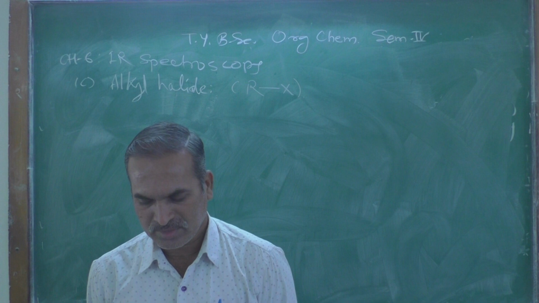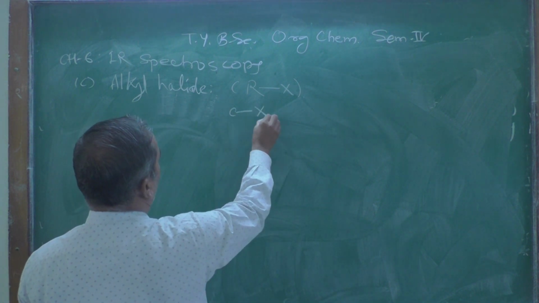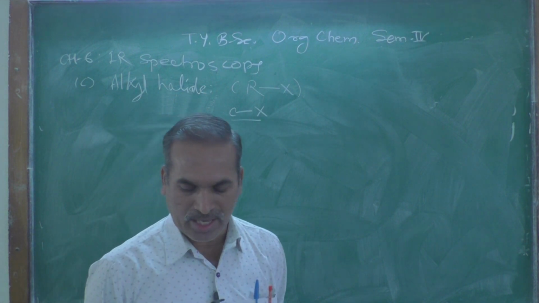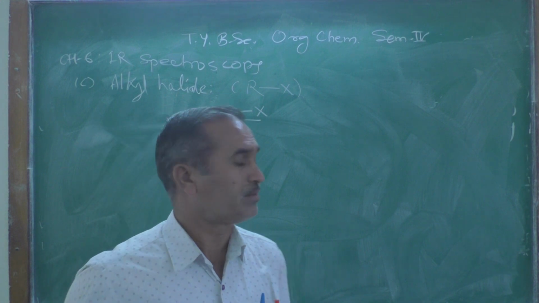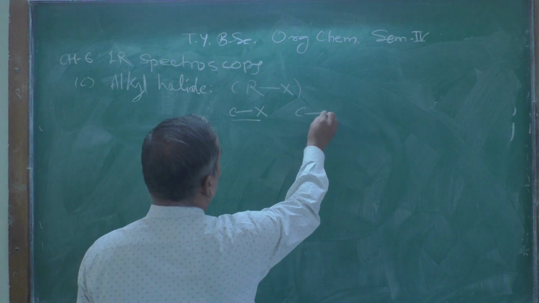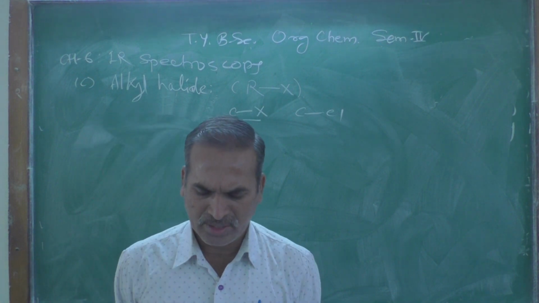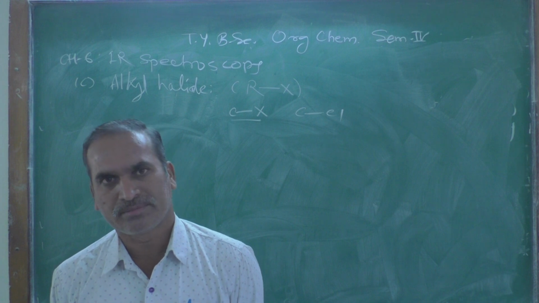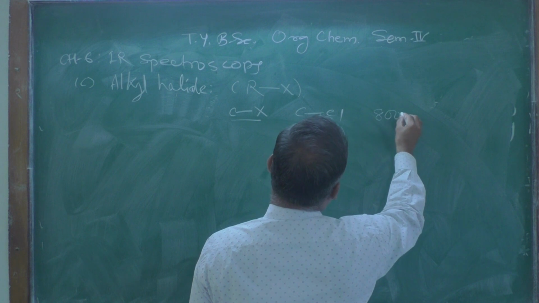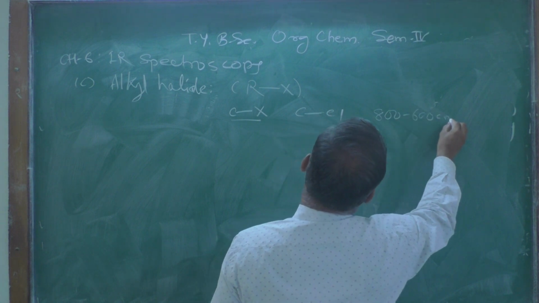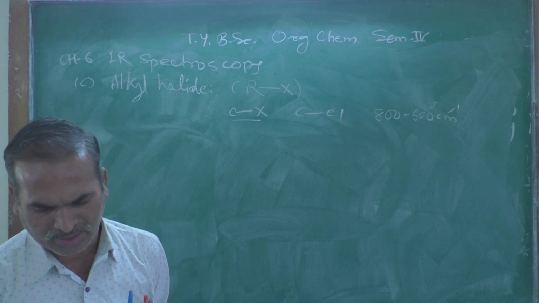arises from the stretching vibration of the CX bond. Aliphatic C-Cl absorption is observed between 800 to 600 per centimeter.